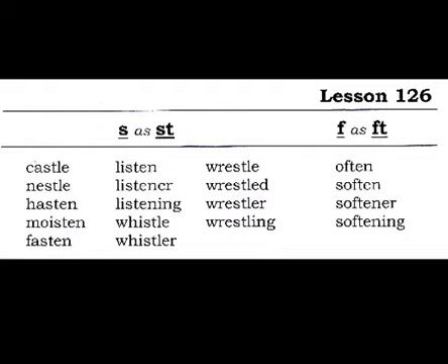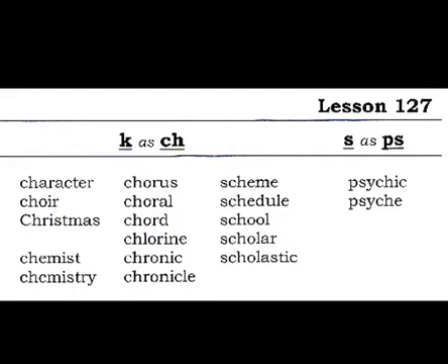F is sometimes spelled FT, as in often, soften, although some people may say "ofTen." I often go there. But often, soften, softener, softening. K is also spelled as CH in some words, the K sound, as in character, choir, Christmas, chord, chorus, chemist, scheme, schedule, scholar. And of course, S is also spelled as PS in such words as psychic and psyche. And those two words are of Greek origin.